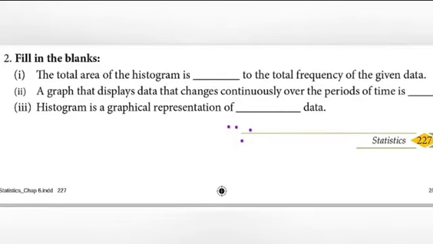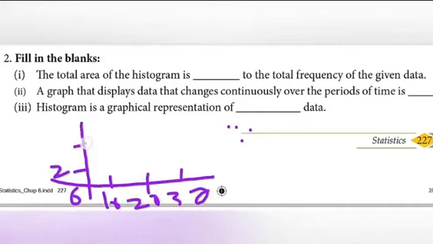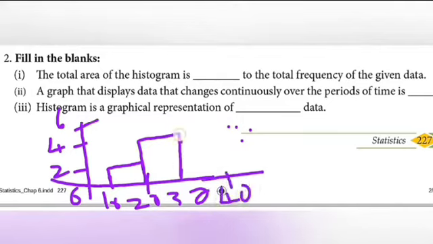Then listen, this is the fill in the blanks. The total area of the histogram is dash to the total frequency of the given data. We can draw a histogram in a continuous series, right? I can take the x-axis as 10 numbers and the y-axis as 2. So we can draw the histogram like this. Inside this we are going to draw that histogram.